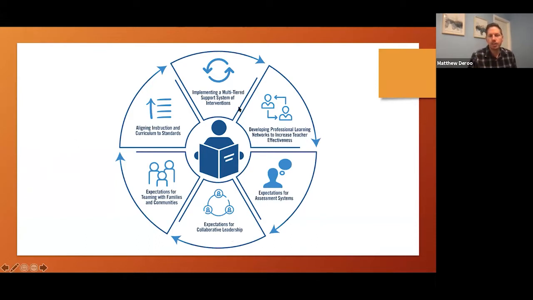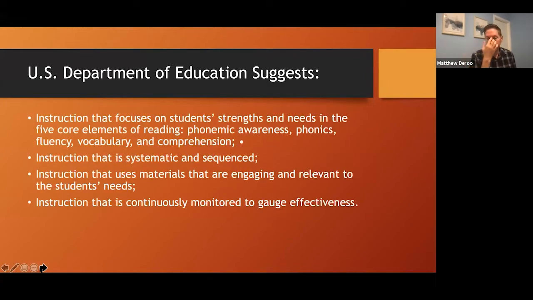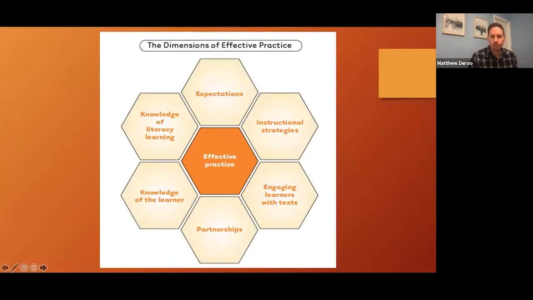So again, even though this is a different graphical representation than what we saw in the slide before it, we can see that it aligns with some of these ideas, right? So best practices building on the strengths of the community, and that shows up in the slide. Best practices is designing instruction that's systemic and sequenced, that's monitored to gauge effectiveness. So we can see that even though there are different representations for what might be considered best, there's kind of, as I said before, a consensus or an underlying idea that these are the practices that are most effective, right?